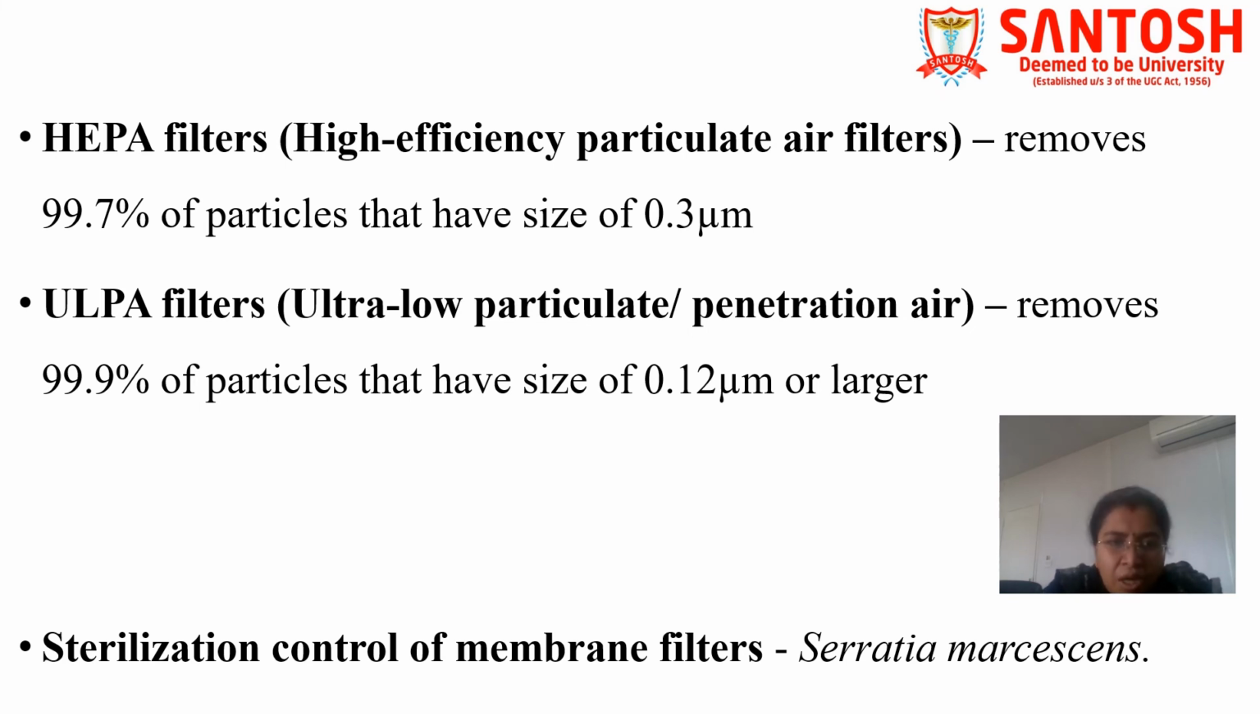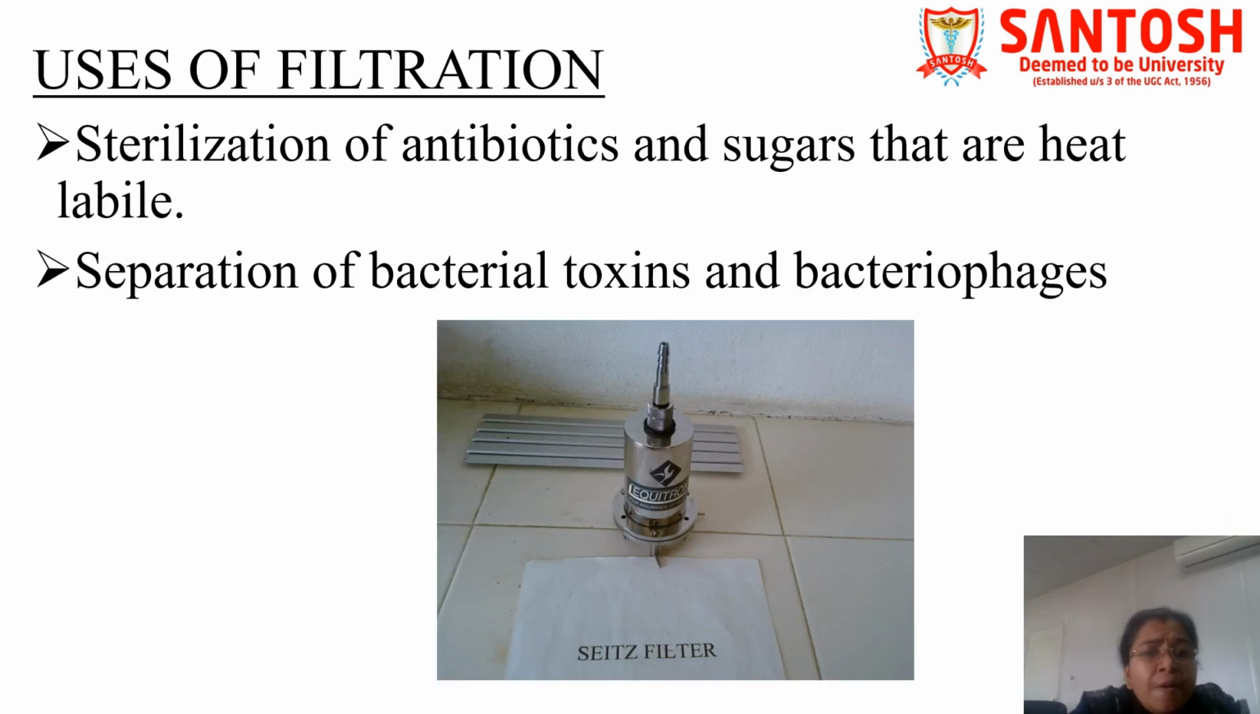Now newer ULPA filters have also come. They are ultra low particulate penetration air filters. They have a lesser pore size, around 0.12 micrometer, and remove around 99.9% of particles. Sterilization control for membrane filters is done by a bacteria, Serratia marcescens, which produces pigmented colonies. Filtration is used for sterilization of antibiotics and sugars that are heat labile, and separation of bacterial toxins and bacteriophages. So this is a diagram of Seitz filter.